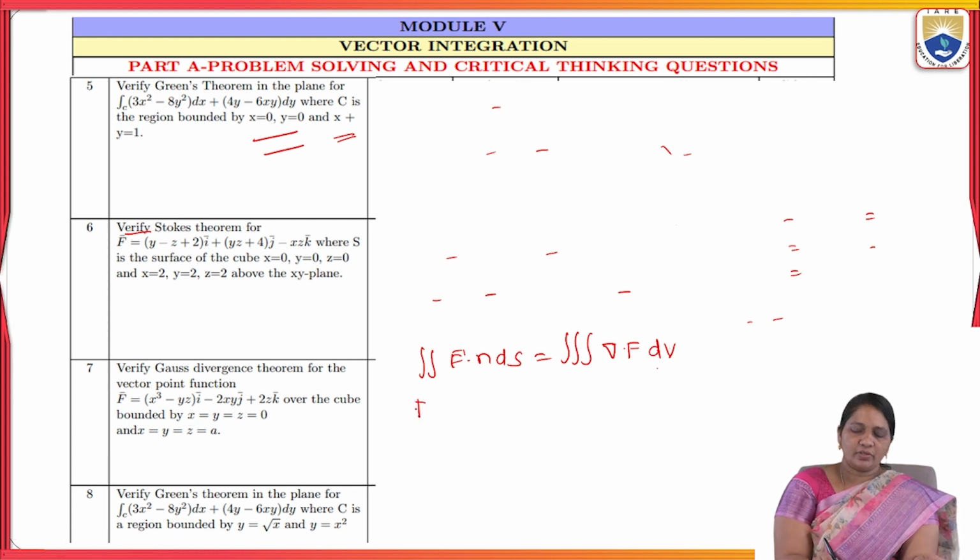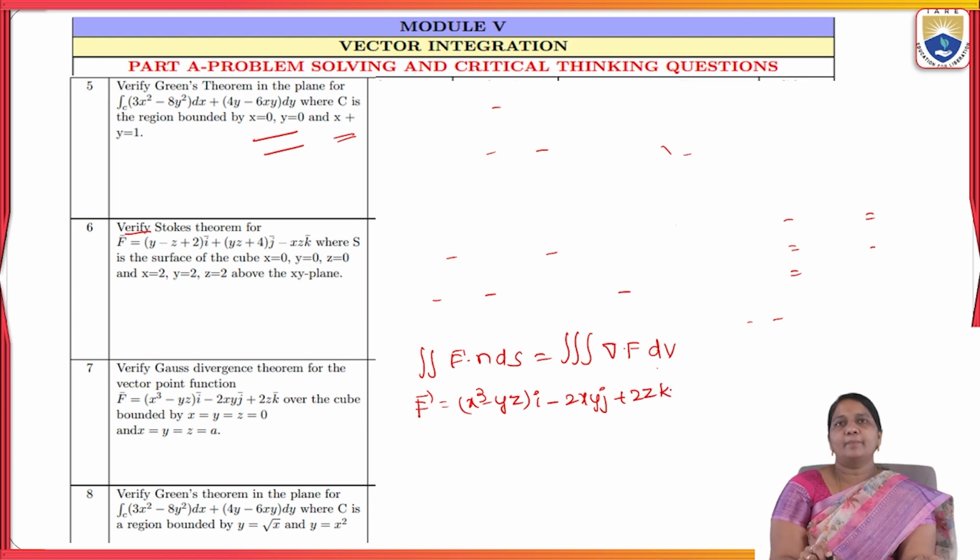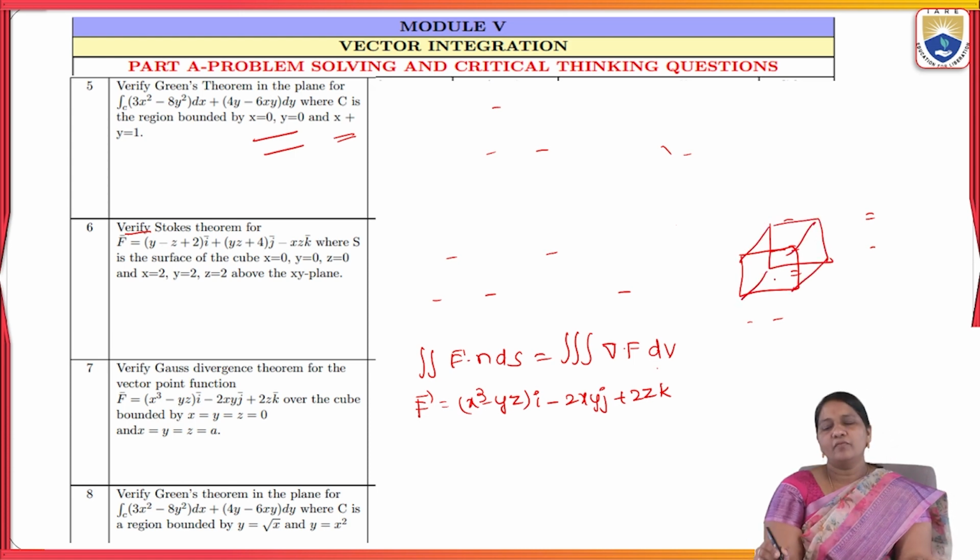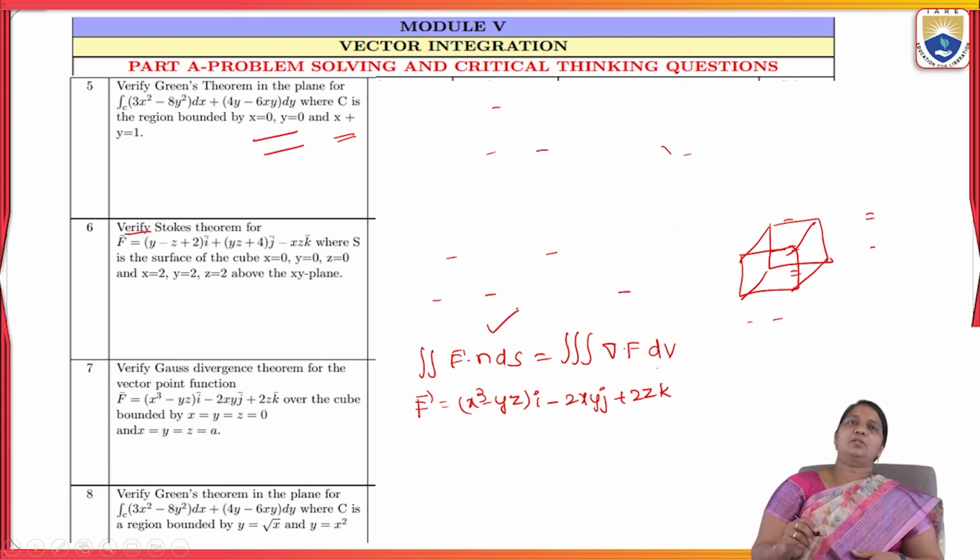So what is the F bar value they have given here? F bar is (x cube minus yz) i minus 2xy j plus 2z k over the cube they have given. Like the first problem we discussed about the cube, we have to construct the cube here. We have 6 faces. Based on that, we have to calculate the surface integral value. That is the LHS in our statement of the Gauss divergence theorem.